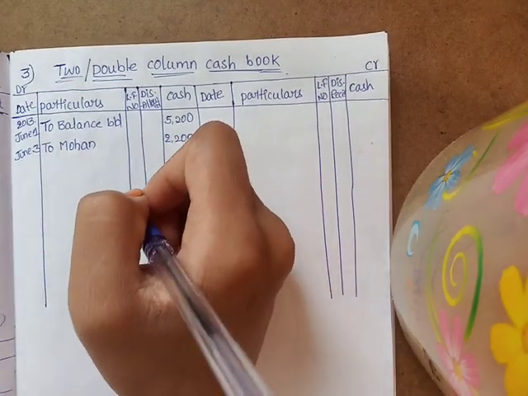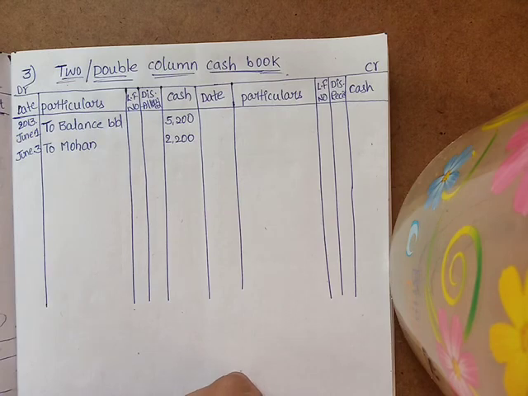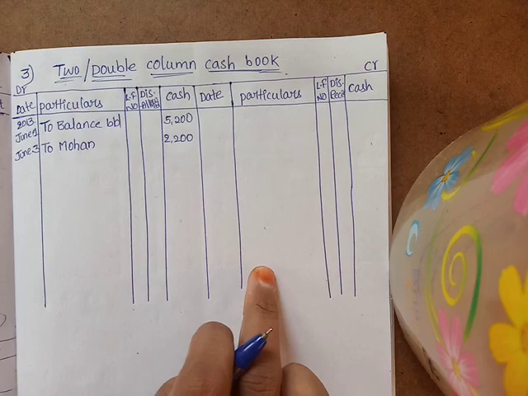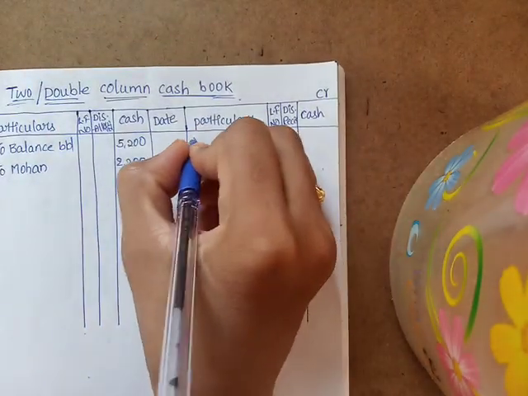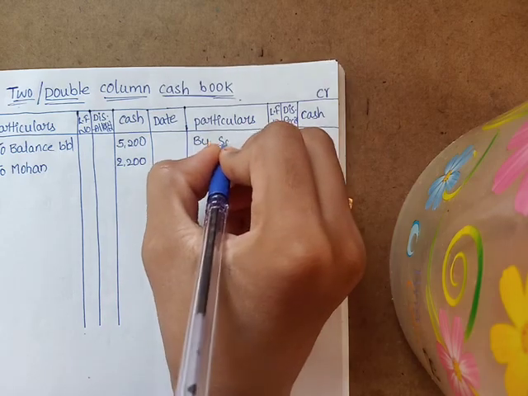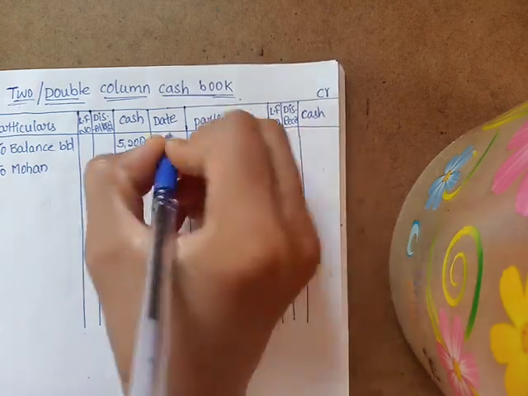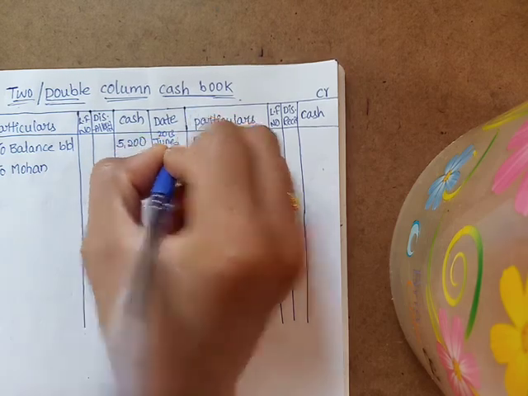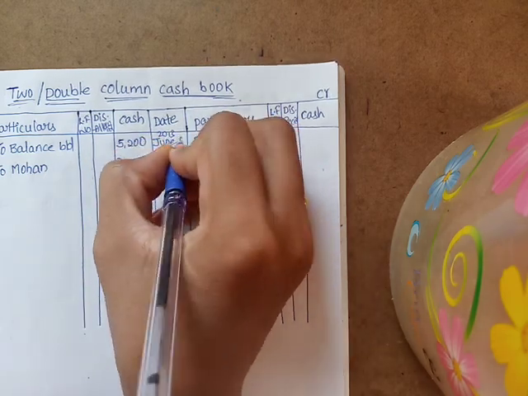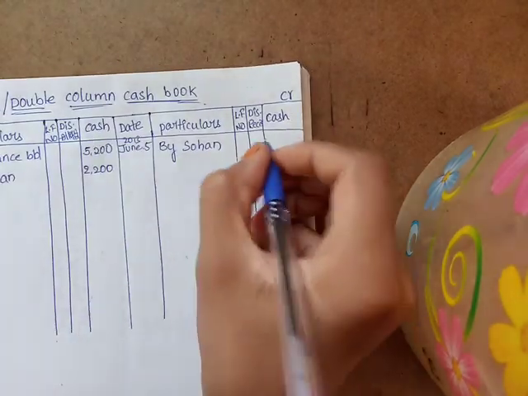Next, paid cash to Sohan. Sohan account debit to cash account. Which side is getting cash? Credit side. So on the cash book credit side, by Sohan, which date? 2013 June 5th. Amount is 1300.